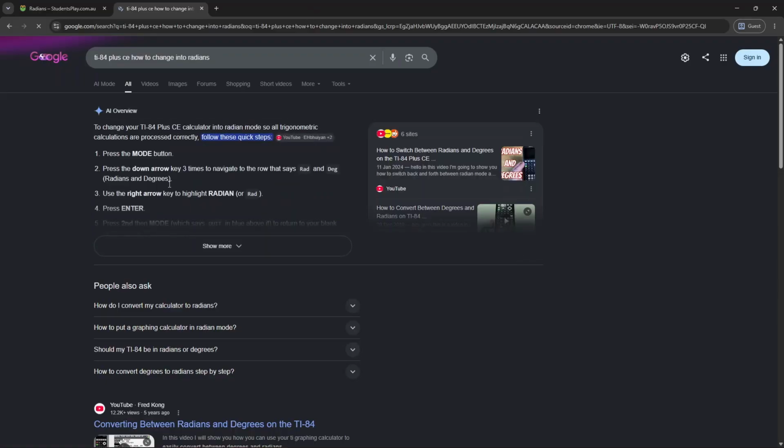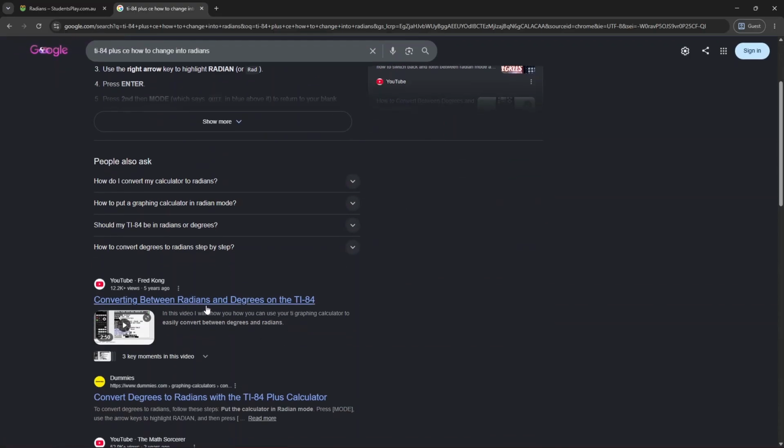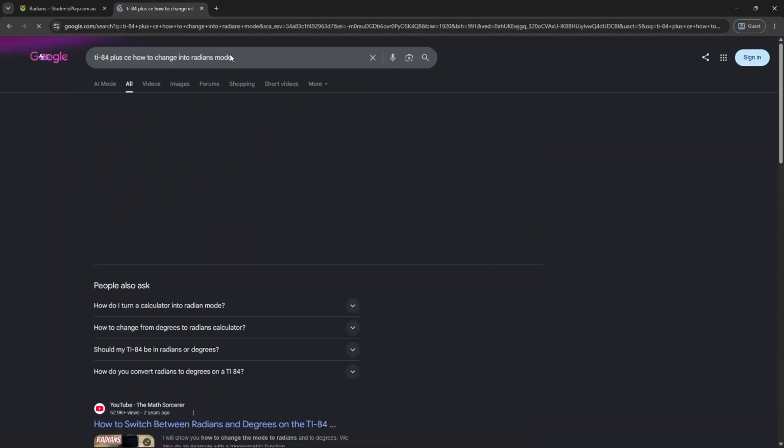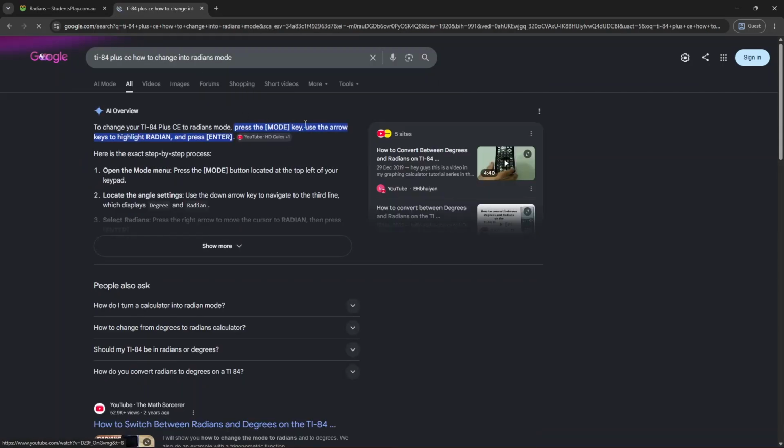And then you can try the AI overview, or you can grab the video that comes up with a suggestion. Any of these videos will be fine, although maybe that one is wanting you to convert. So maybe "change into radians mode" might have been a better search. I'll do that on mine now. Let's see how good the AI overview is. Press the mode key. Okay, I got mode there. Use the arrow keys to highlight radian, and then press enter. Okay, that worked.